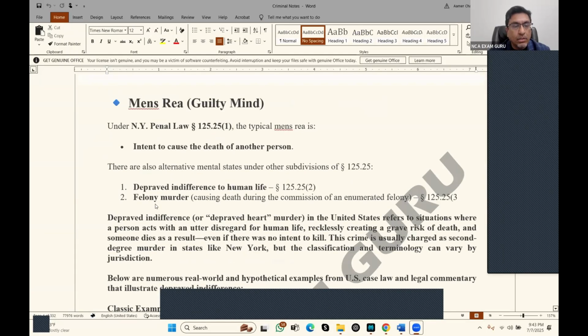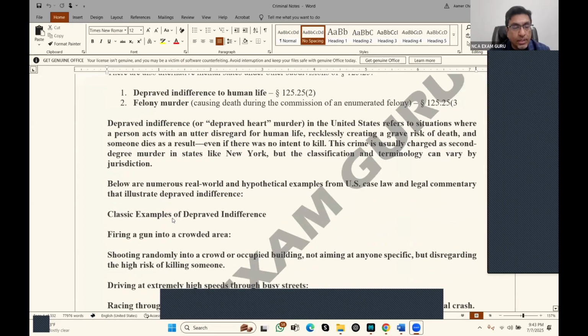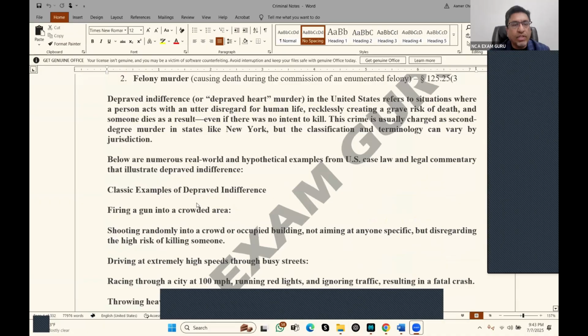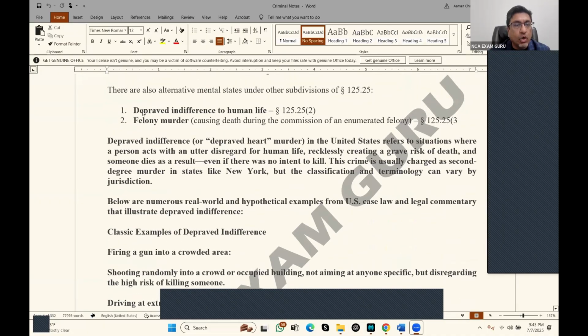Second degree murder is depraved indifference. This is second degree murder. What is second degree murder? I will explain, I'll give you one example. This is called depraved indifference. So first degree murder has the felony murder rule, and second degree murder is depraved indifference. Second degree murder in America, same rule applicable.